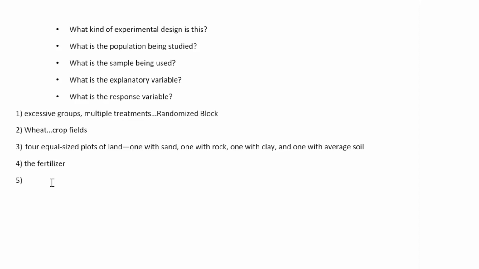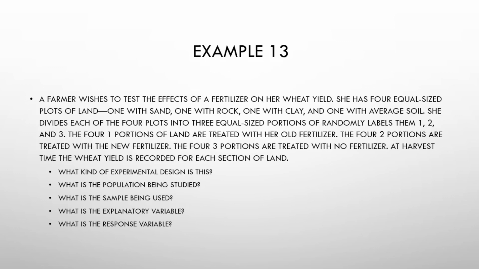So that's what we're controlling, right? I'm deciding which place gets it, how much I put on. The response variable is what we measure at the end to determine success. So if we're growing wheat, what am I probably going to measure at the end? Yeah, the yield, or how big it gets, right?